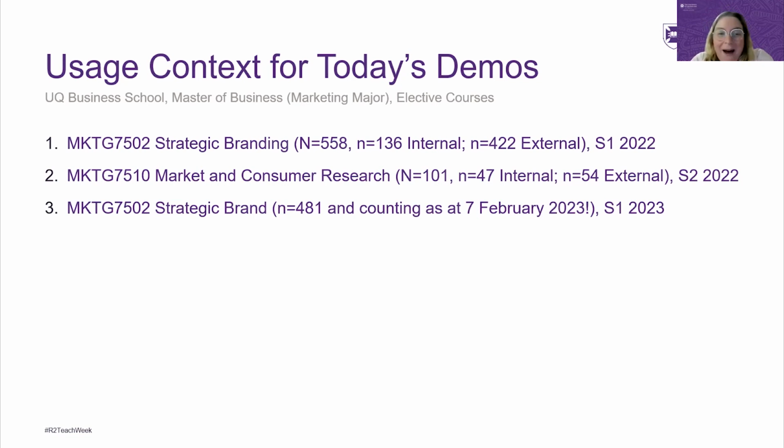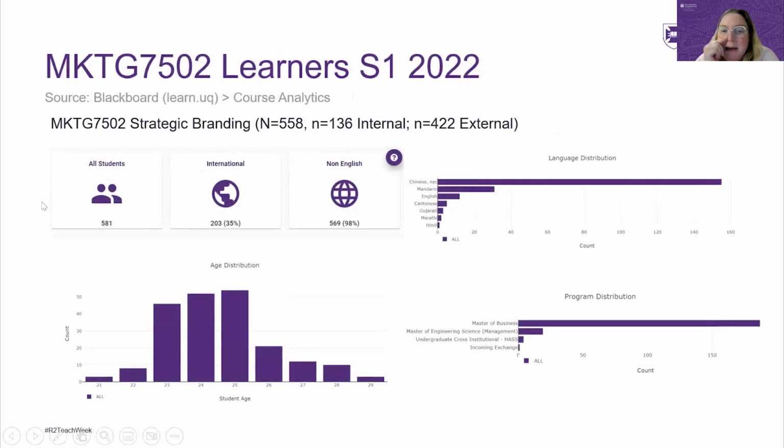And so our learners are online. That was in first semester. In second semester, I had a smaller cohort, but still 100 students, with roughly a 50-50 split of internally and externally enrolled. To give you a bit more insight, for the first cohort that I'm drawing some examples from, I've had a look at the course analytics in Blackboard just to share with you a picture of what a typical learner in semester one was.